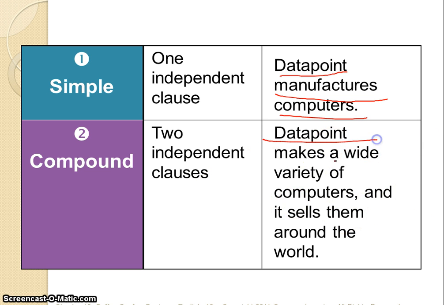Okay, so we have Data Point makes a wide variety of computers. That's our one independent clause. It sells them around the world. That's another independent clause. They could both be sentences by themselves. And we're joining these two independent clauses with the coordinating conjunction and.